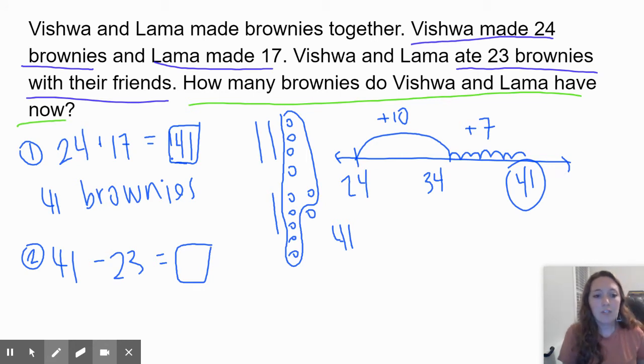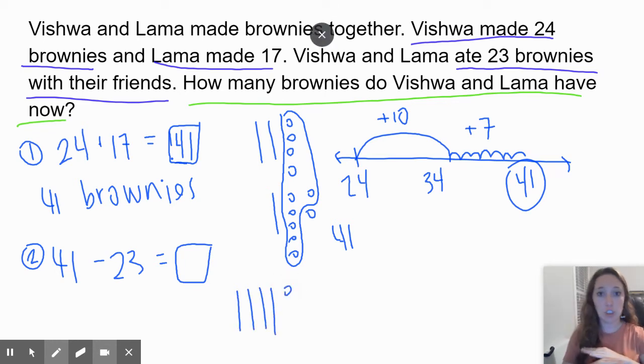Okay, for this one, I'm going to do base 10 block drawing, and I'm also going to do an open number line too. So 41: 10, 20, 30, 40, switch, 41. And I don't need to draw the 23 because that's what I'm taking away. Okay, so we have 41, we need to take away 23. I need to take away 3 ones. I don't have enough ones to take away.